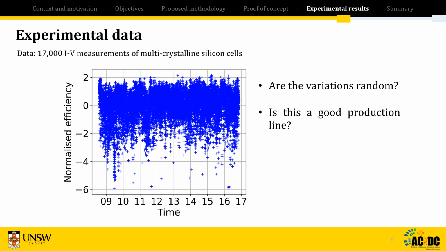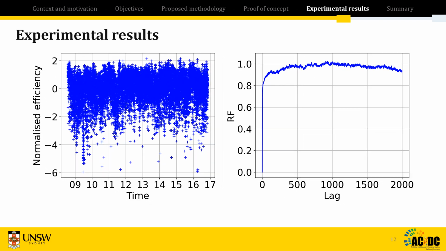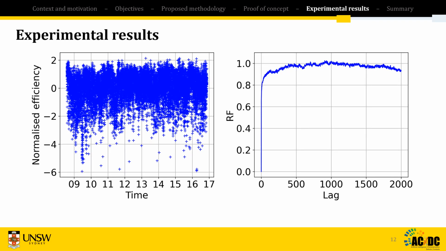So we compute the RF versus lag, and this is the result. And you'll see here that the statistical batch point is 500. So we then wondered, why is this so?